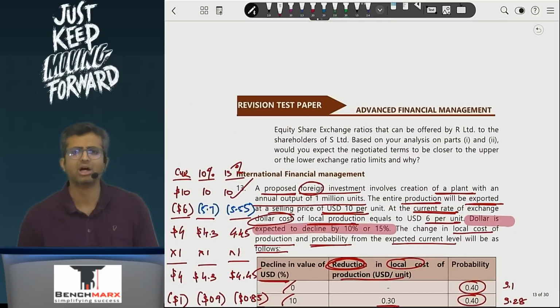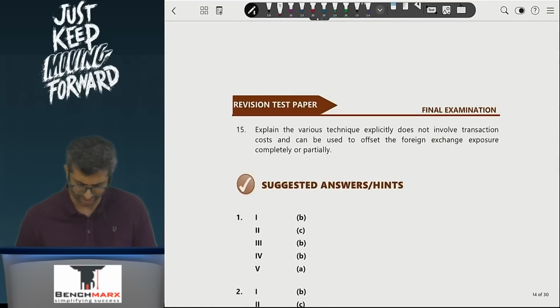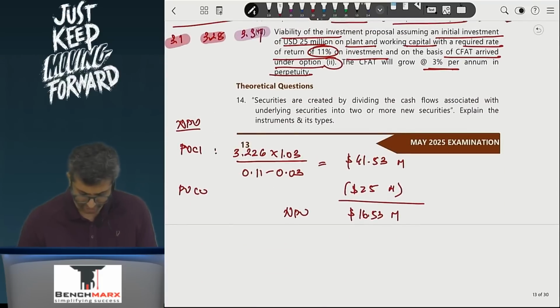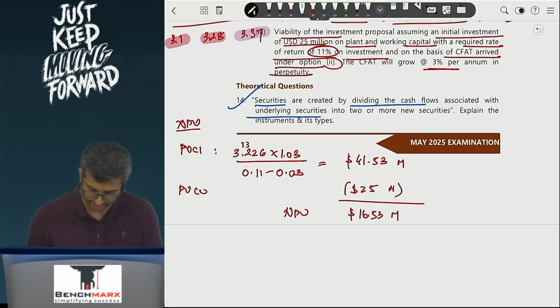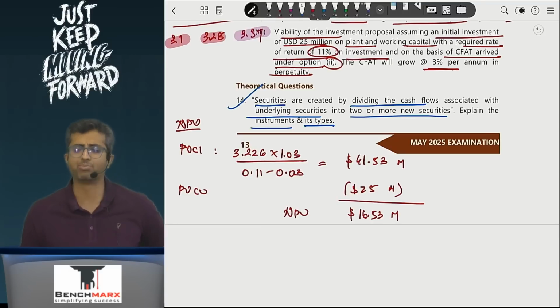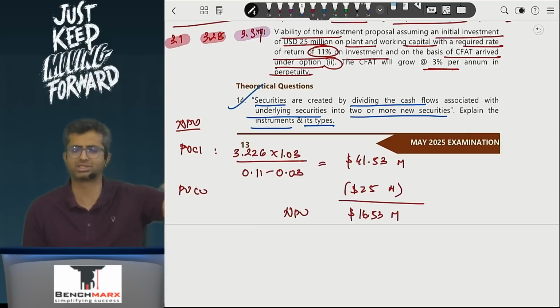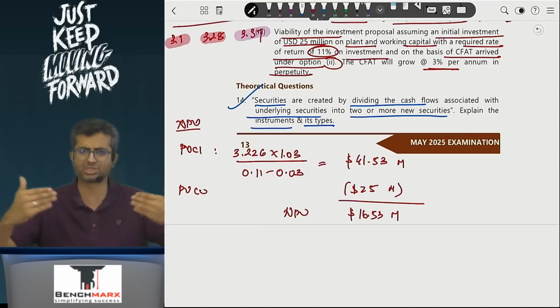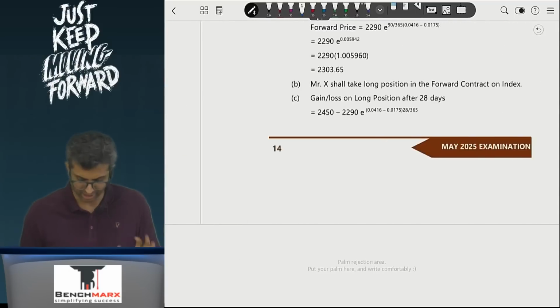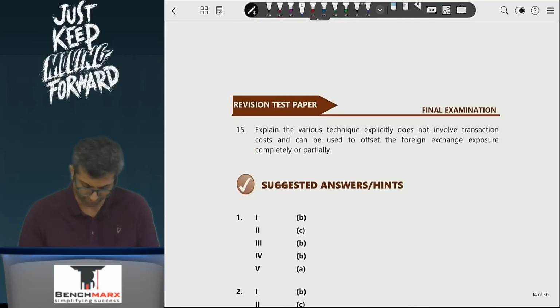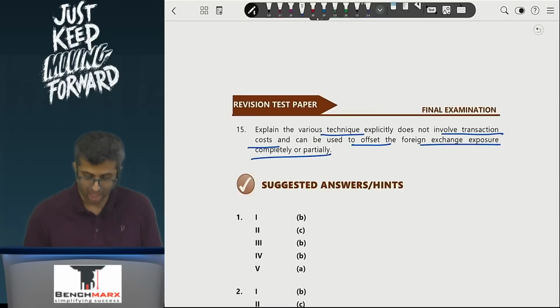So these are the 2-3 questions which require a bit of contemplation. Other than that, there is some theory things, like over here in theory they say securities are created by dividing the cash flows associated with underlying securities of 2 and more. Explain the instruments and types. Over here they look at interest strip and principal strip, where you have a single bond and you split this into an interest only or interest strip, and then a principal only or principal strips, and then you evaluate based on that if you have to segregate. You can refer a separate theory video for this. Explain various techniques explicitly which do not involve transaction cost and can be used to offset the foreign exchange exposure completely or partially.